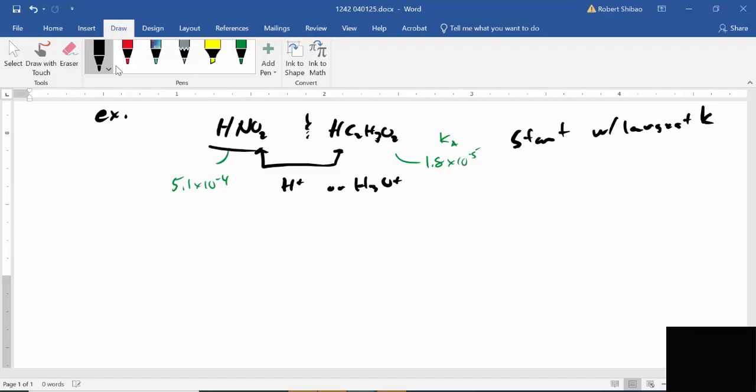Nitrous acid's bigger, so we'll start off with nitrous acid. My step one is going to be nitrous acid, HNO2, and I'll take the strongest base present. The strongest base present is just water. So nitrous acid plus water is going to yield hydronium plus nitrite.